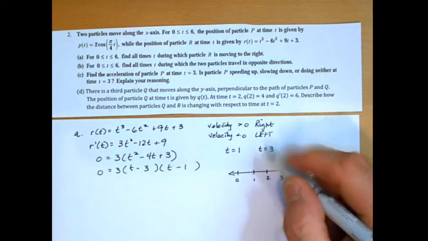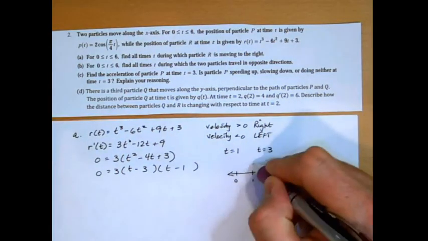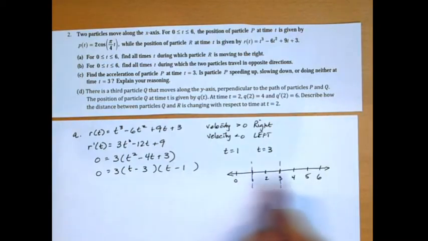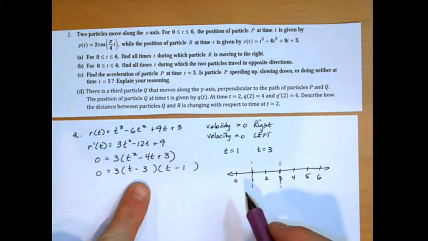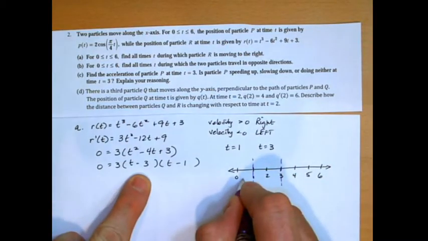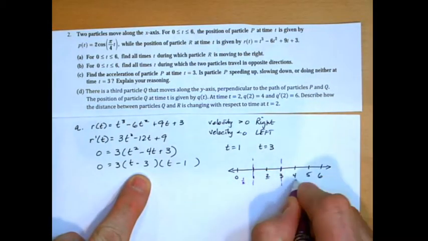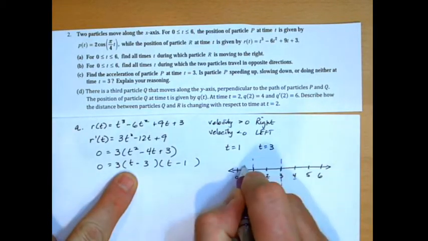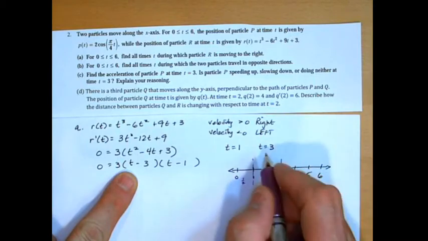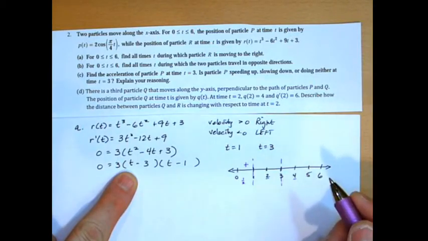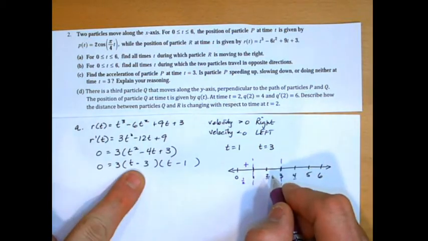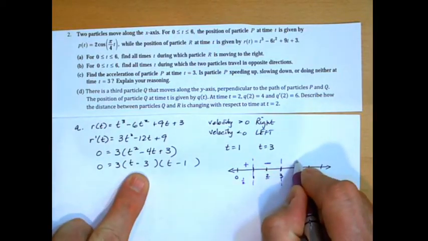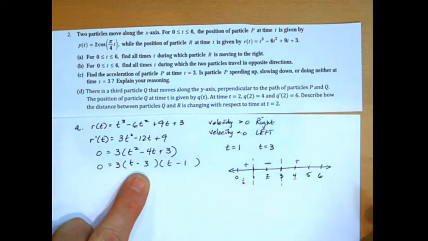So our critical points were at 1 and 3. We need to do a test between. Again, I put it back into here. I'm going to test 1/2, I'm going to test 2, and I'm going to test 4. So a half gives a positive times a negative, which is a positive. If I take 2, positive times a negative is a negative. And if I take 4, I get a positive times a positive, which is a positive.